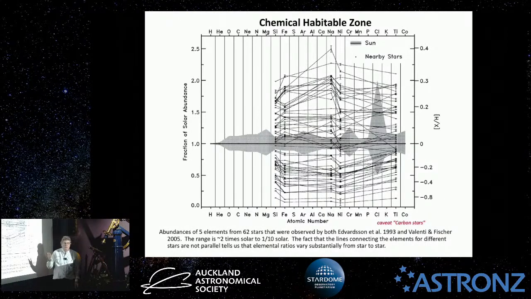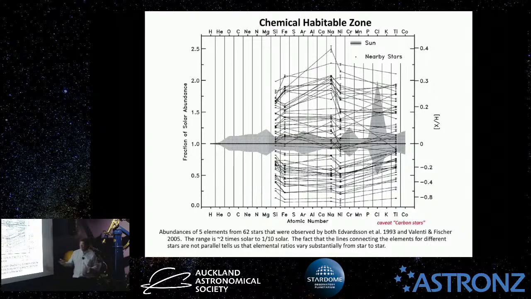You remember that the sun is about 1.4% non-hydrogen, non-helium. So this one's twice, that's 3.8% non-hydrogen, non-helium. And here's half, so it's about 0.9% or 0.7%. That's the degree to which the elemental abundances vary. And we're trying to figure out, is there anything particular about the relative abundances of these elements that is needed for the recipe of life? We don't know, but we can compare the elemental abundances of the sun to other stars.